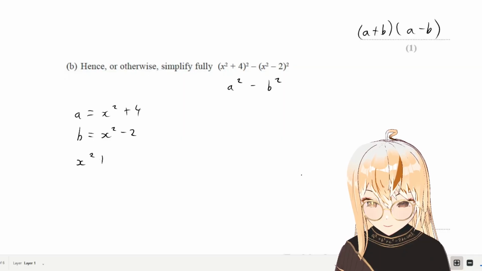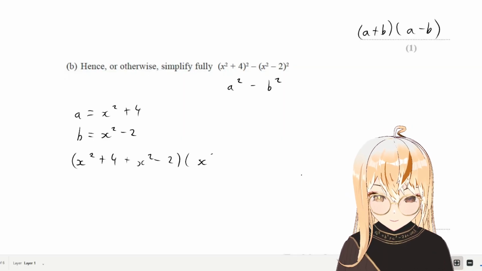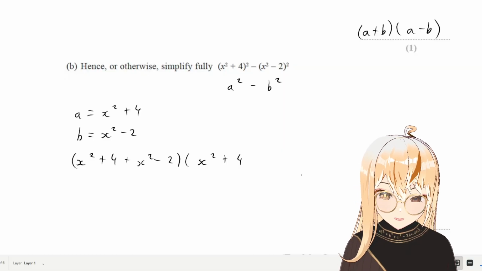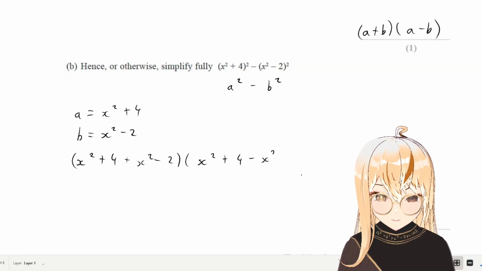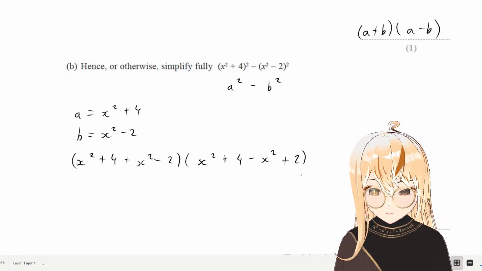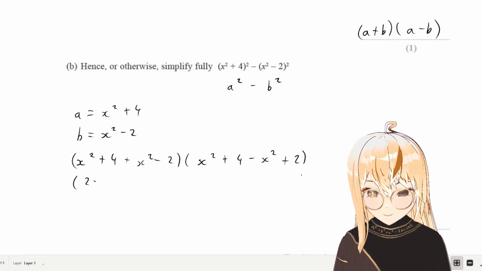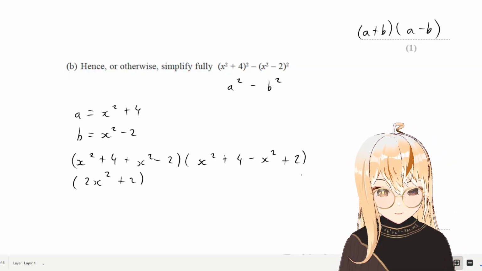So a plus b, and then a minus b. And make sure you get the signs right, we're minusing b. So you get minus x squared minus minus 2, which is plus 2. Alright, I'll collect my like terms in these here. So 2x squared plus 2, and then you just get 6 on the side.